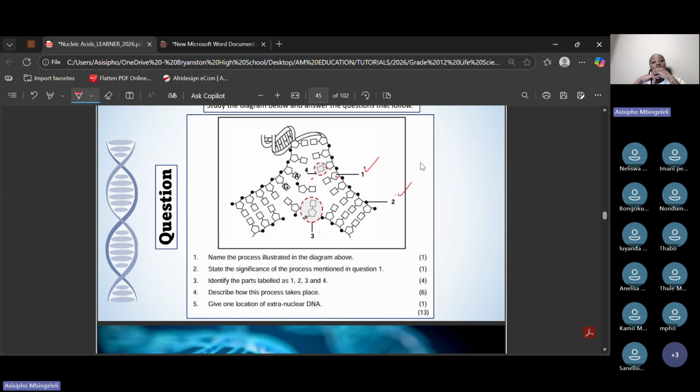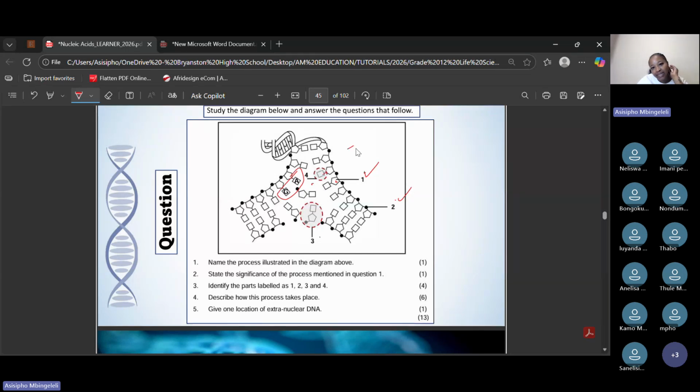Then 4. Nitrogenous base. Please be specific. Which one? Use the guidance from this side, use these bases to tell me which one that will be. Diamond. Thank you. It will be a T.